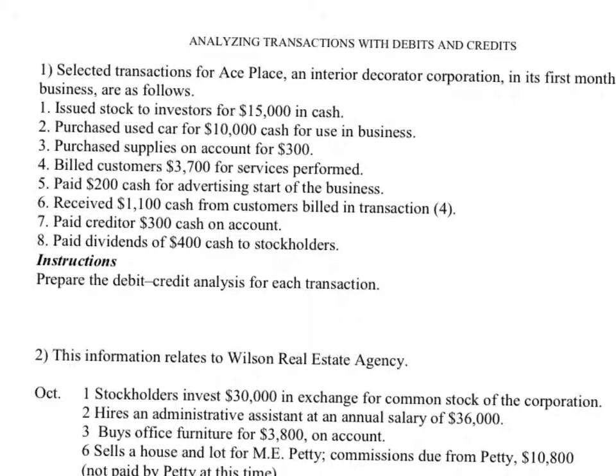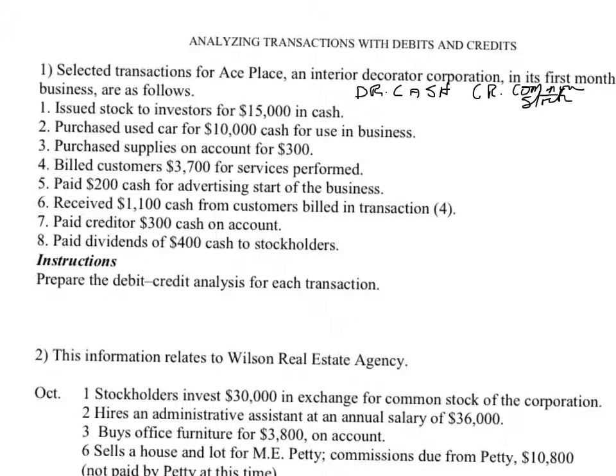Okay, we're going to analyze transactions now, and we're going to use this debit and credit system. To begin with, issued stock to investors, and I received $15,000 in cash. This is the company, sells shares, and receives cash. So cash goes up, so it's debit cash, and we always do the debits first, and then we do the credits. So credit, in this case, common stock. Okay? Now do the debits first and then the credits.